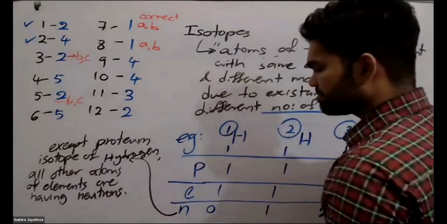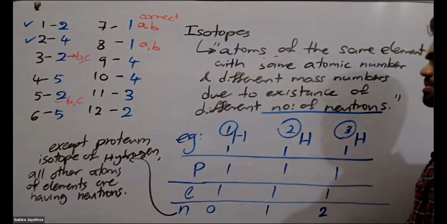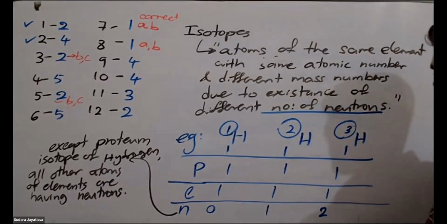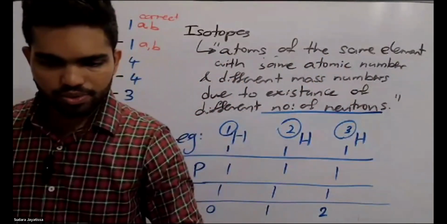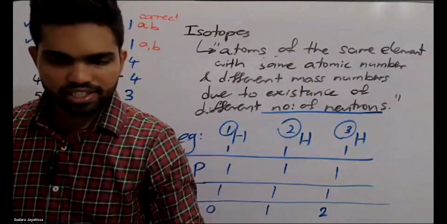Okay, so protium doesn't have any neutron. That's another MCQ point. Okay, so what is the answer for this question then? It is asking you what are the correct statements. So there are 4 statements.